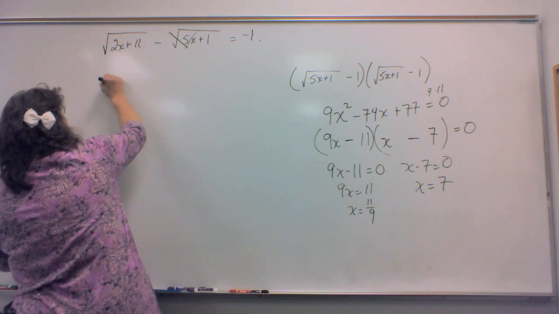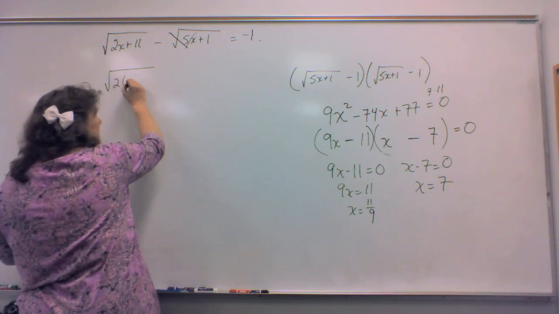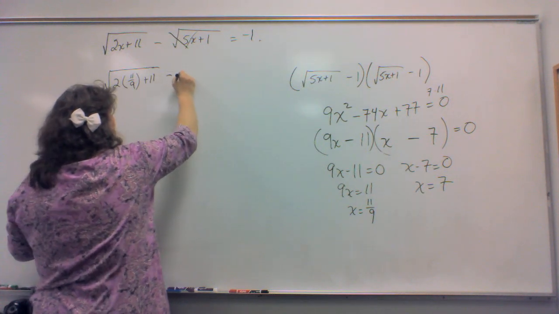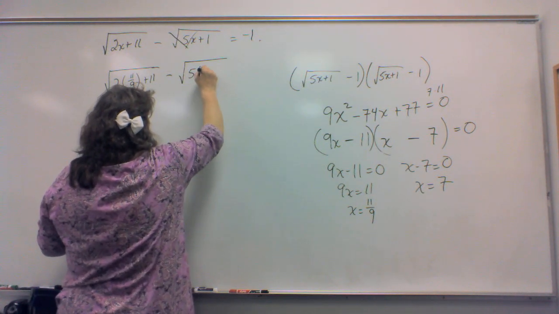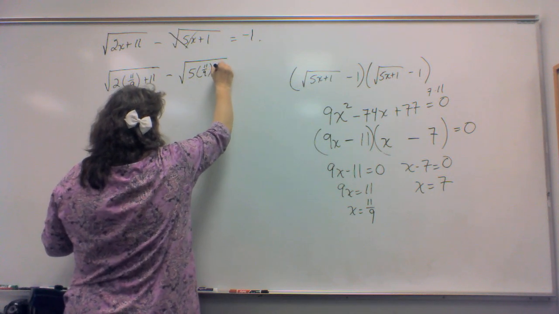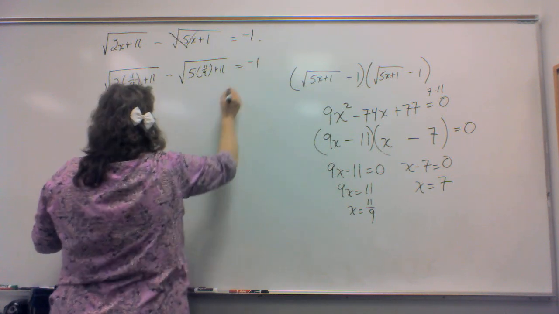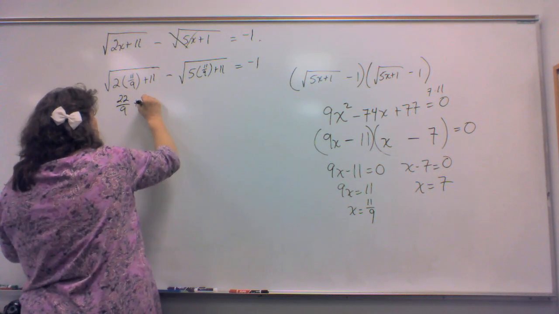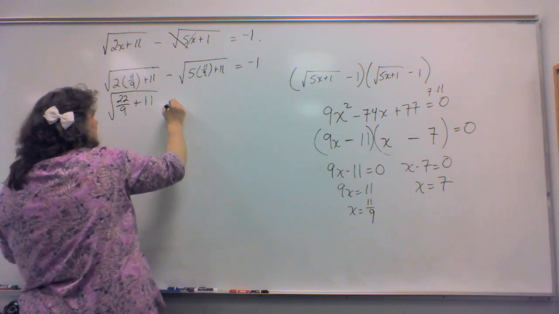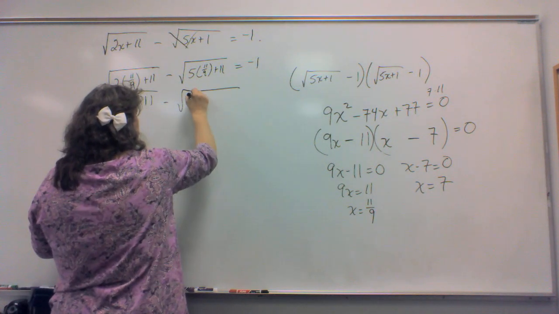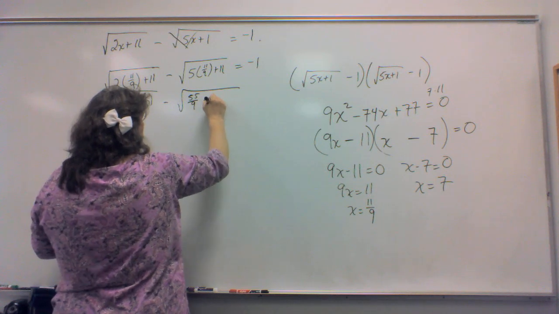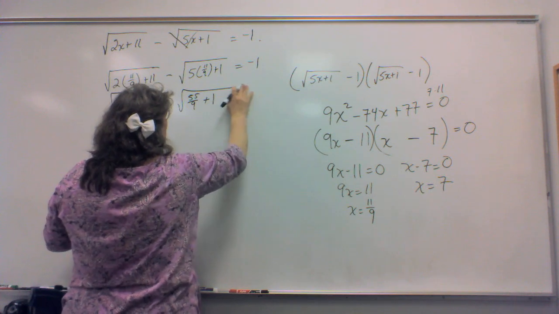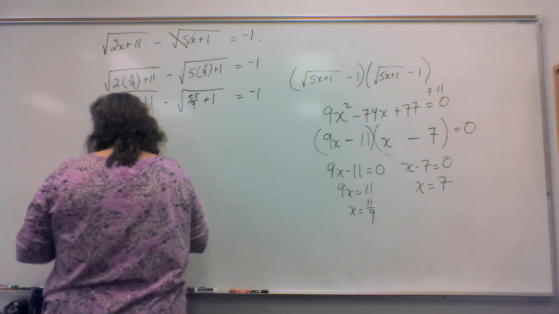So, square root 2 times 11 ninths plus 11 minus the square root of 5 times 11 ninths plus 1. Does that equal negative 1? Well, this is 22 ninths plus 11 under a square root minus 55 ninths plus 1. Does that equal negative 1?